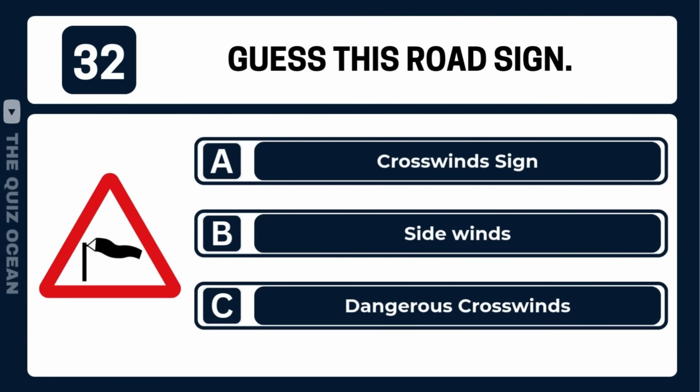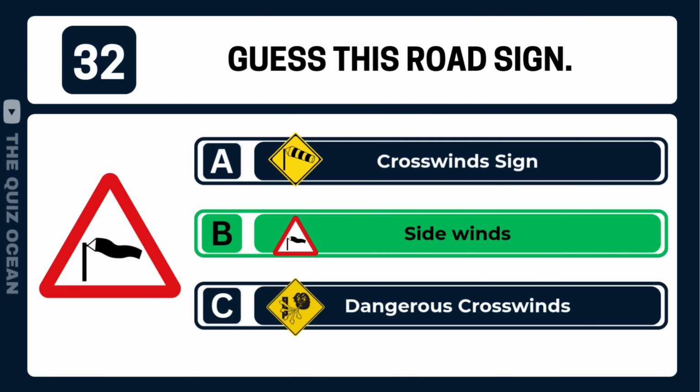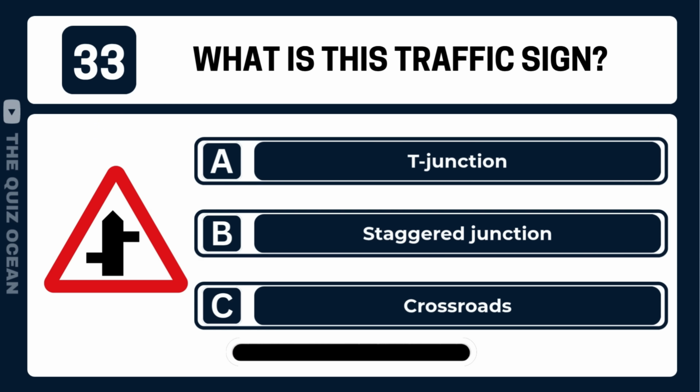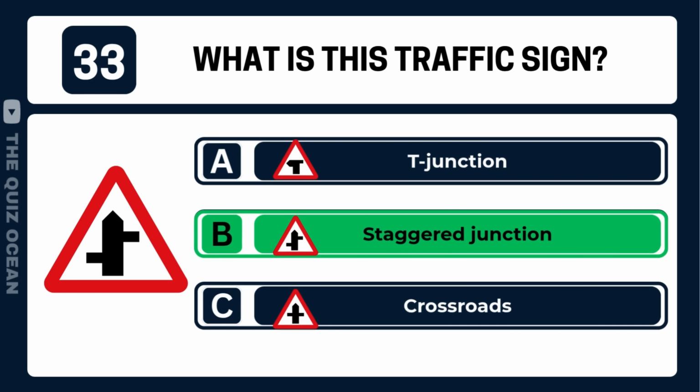Guess this road sign. Nice! That is the side wind sign. What is this traffic sign? Excellent. That is the staggered junction sign.